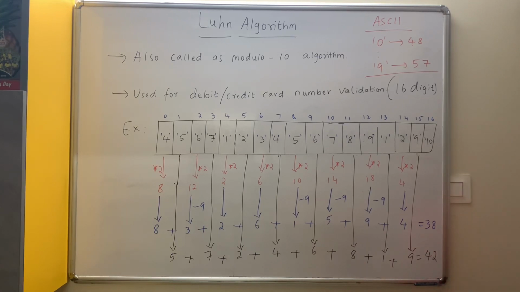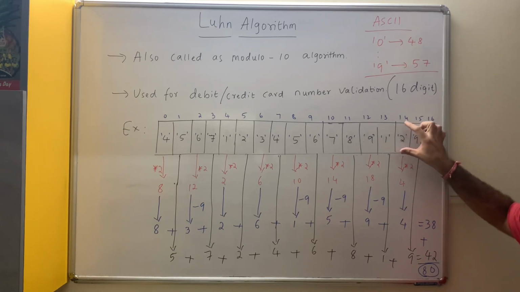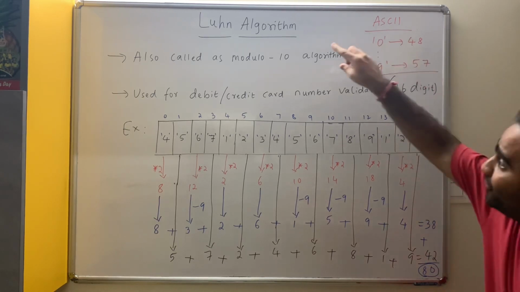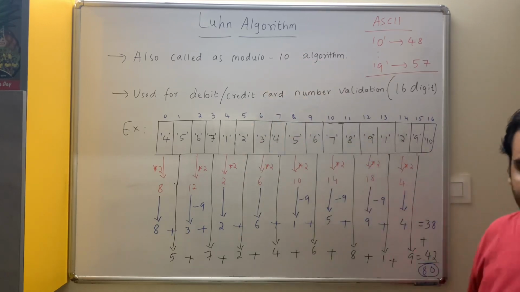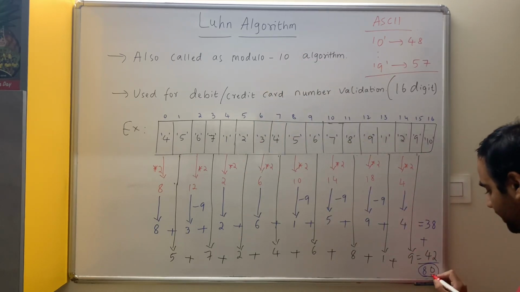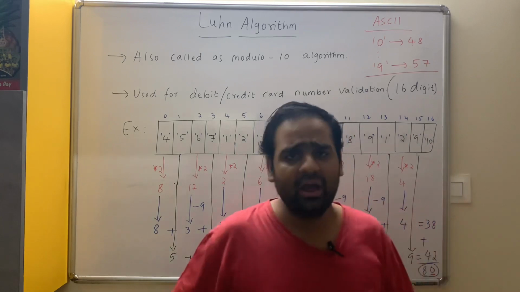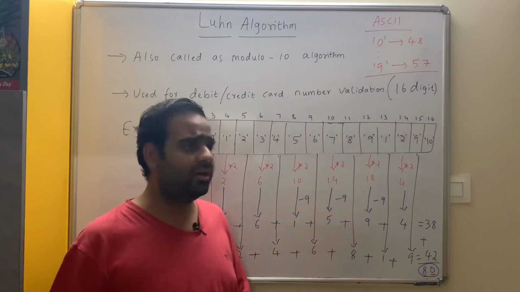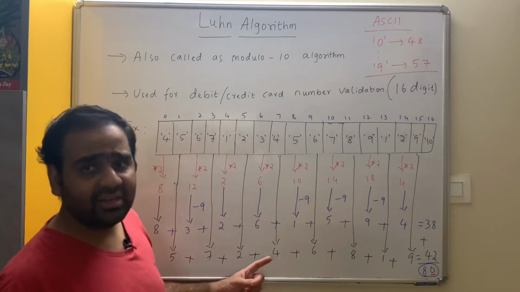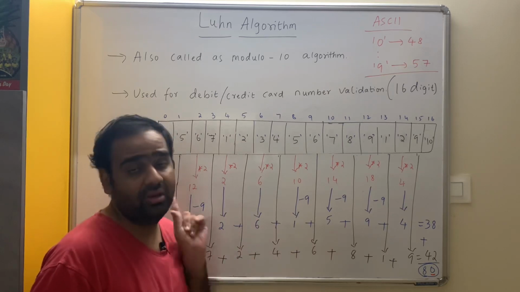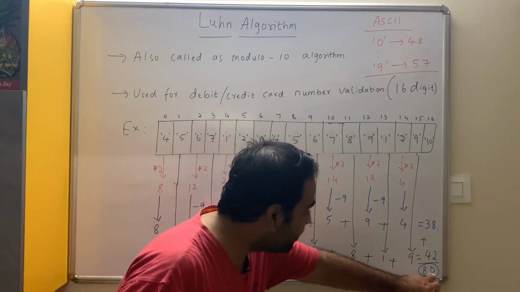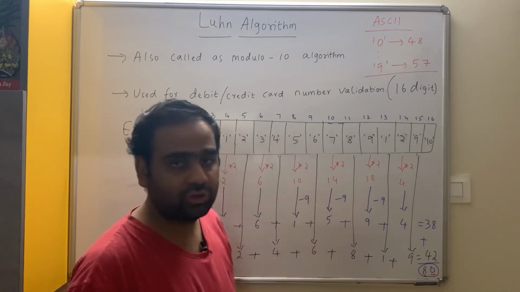Now after we get this, we add these two, and what is the sum of these two? 80. Now if this number is divisible by 10, then it is a valid credit card or debit card number. Therefore it is called the modulo 10 algorithm. It should be divisible by 10. Right, now you can take the credit card or the debit card which you have and try to verify whether it is valid or not with Luhn's algorithm. Divisible by 10 means the last digit should be 0.